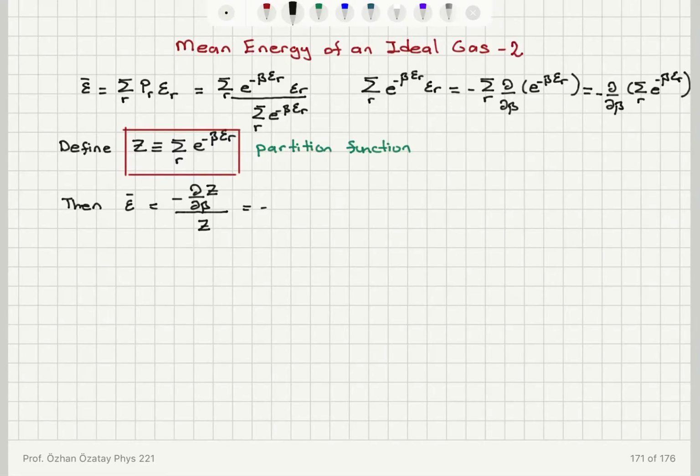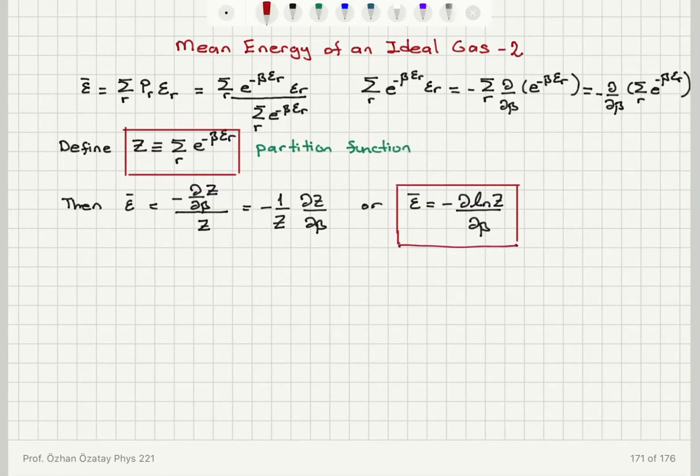So you can see that this is minus 1 over Z dZ d beta, and basically that reminds me of the natural logarithm. I can write epsilon bar as minus the derivative of the natural logarithm of the partition function with respect to beta. So that would give me 1 over Z dZ d beta. So the mean energy per molecule is given by minus the derivative of the natural logarithm of the partition function with respect to beta.